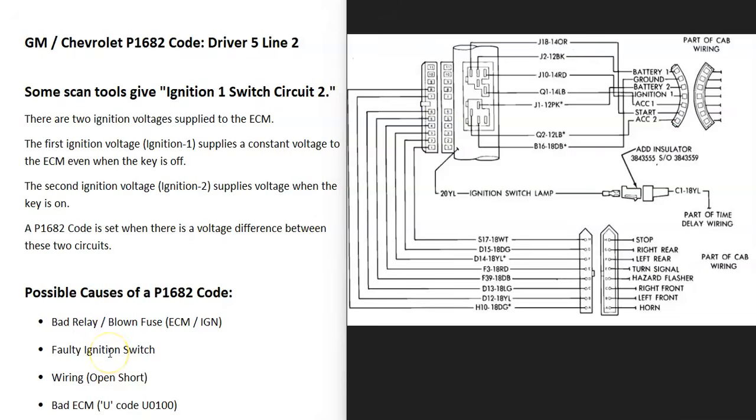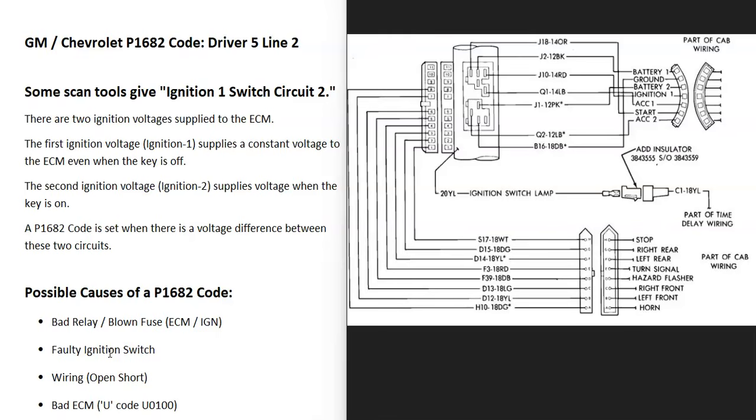Well, basically there's two ignition voltages. One ignition voltage is going to always be on, it's going to always be hot. And this voltage helps supply what they call keep alive memory, which is things such as throttle learn, things like seat adjustments, or basically anything that you would lose when you remove the battery cable. You would lose voltage to these different things. So there's certain things that are always getting voltage, and this is going to be ignition 1.